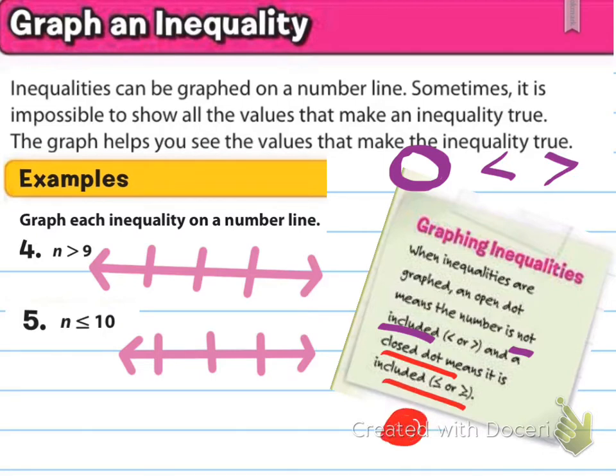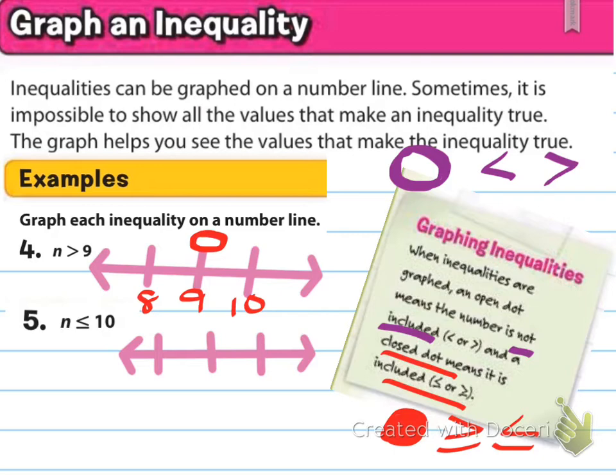So if I've got my dot and it's solid here, and I'm talking about it being greater than or equal to, less than or equal to, we're looking at a closed dot because it is included. All right, so for these examples here, it says n is greater than 9, and so I'm going to number my number line. I'll make 9 my middle number, and then I just need a number less than and greater than, okay? And for greater than 9, I'm not going to include my 9.